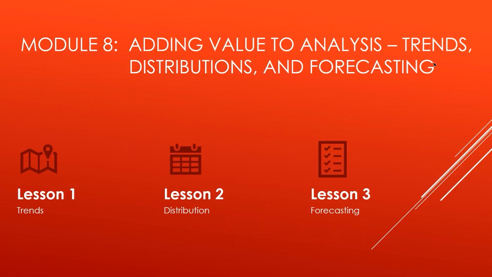In recapping Module 8, adding value to analysis, trends, distributions, and forecasting, we started this module with a definition of trend lines, distribution bands, and forecasts, and an overview of the 5 models of trend lines available in Tableau. We added a linear trend line to an existing visualization, learned how to show a recalculated trend line, and accessed the Describe Trend Model feature. Then we learned how to describe the trend line, edit trend line options, and format it.